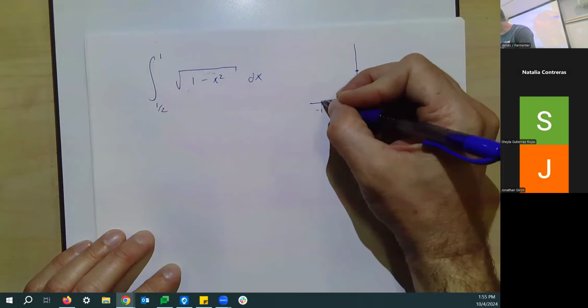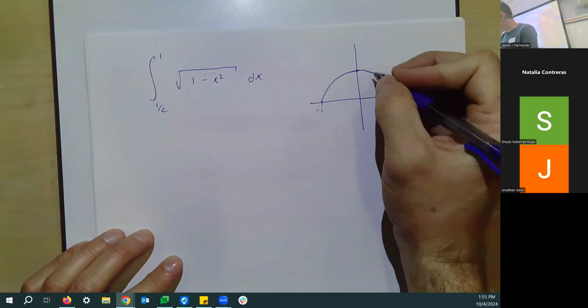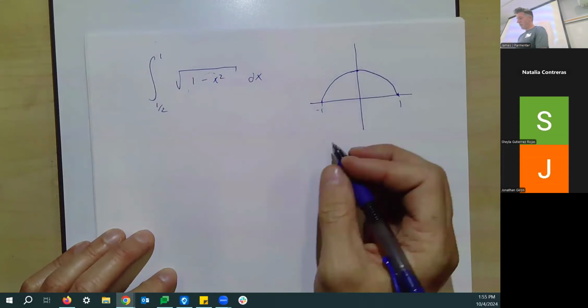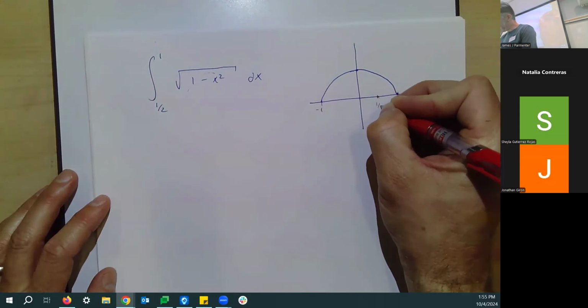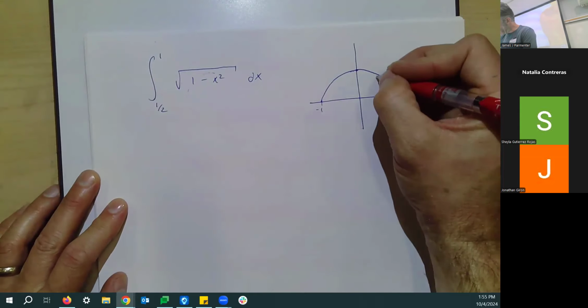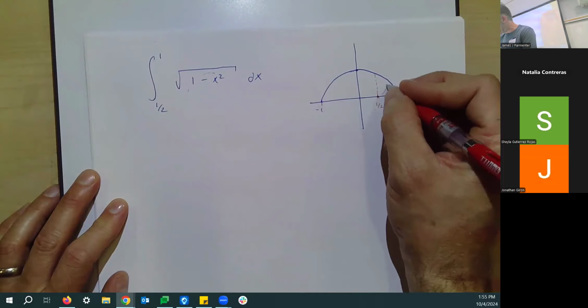Try to draw it reasonably well. Fail, it's okay. Doesn't have to be perfect. And then we're looking at 1/2 here. And we're trying to find the area under the curve between x equals 1/2 and x equals 1. So we're trying to find this area here.